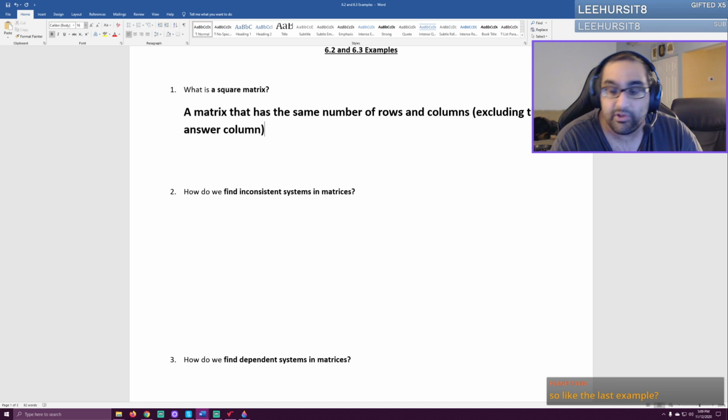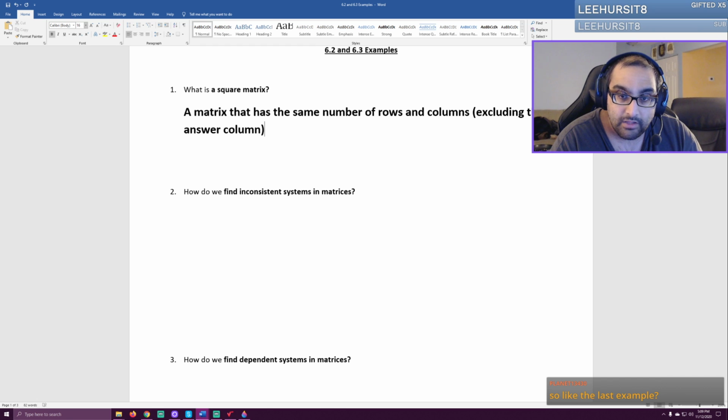Yes, exactly, Planet, just like the last example. That is correct. That would be a 3 by 3 case because we had 3 equations and 3 variables. In our calculator, we put it as a 3 by 4, but that's only because we put the answer column there. I know that seems very confusing, but that's the way they define a square matrix, so we're going to have to run with that definition.